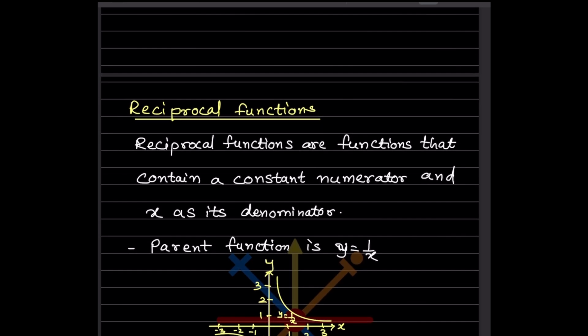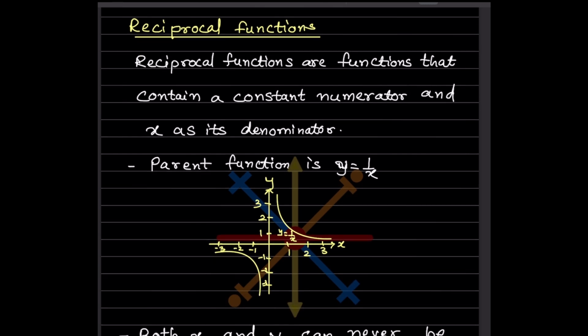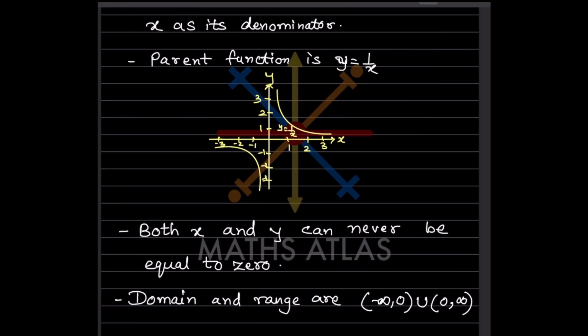Then the next one is the reciprocal functions. Reciprocal functions are functions that contain a constant numerator and x as the denominator. Whenever this is constant, so here you can see this is 1. That is a constant numerator, and x is the denominator. Whenever you see this, this is a reciprocal function. And for the reciprocal function, you can see that x and y can never be equal to 0. So here the domain and range are minus infinity to infinity, excluding 0.